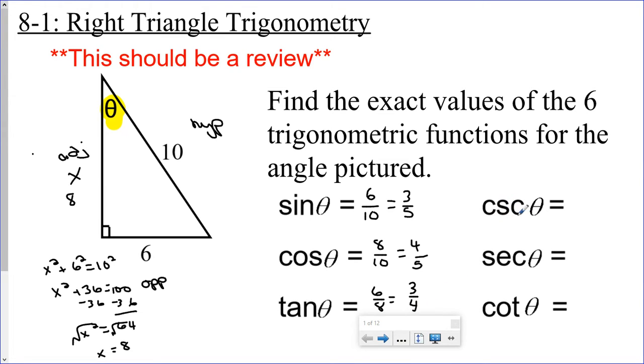Now we have cosecant, secant, and cotan, also known as our reciprocal functions. The reciprocal of sine is cosecant, so 1 over sine is going to be cosecant. When you do 1 over 3/5 or 1 divided by 3/5, that's basically just multiplying by the flip of that fraction. So 5/3. Same for secant, it's a reciprocal of cosine. So 5/4. And cotan is 4/3.